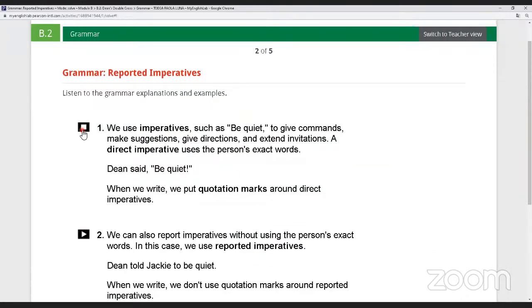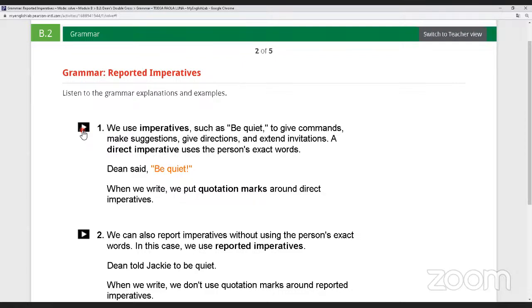We use imperatives such as be quiet to give commands, make suggestions, give directions, and extend invitations. A direct imperative uses the person's exact words. Dean said, be quiet. When we write, we put quotation marks around direct imperatives.